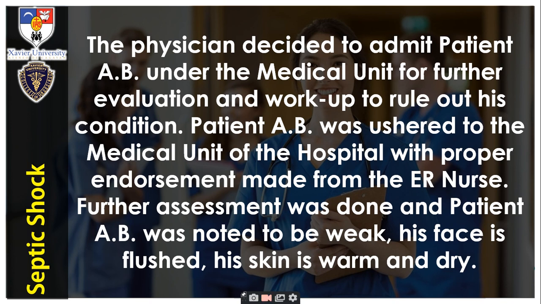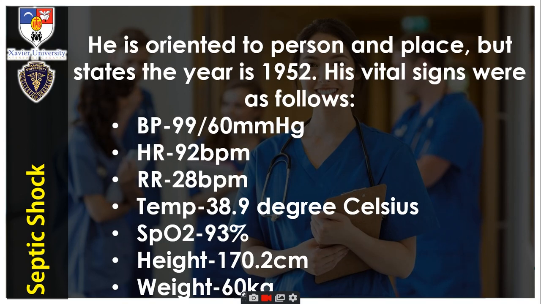Patient AB was ushered to the medical unit of the hospital with proper endorsement made from the ER nurse. Further assessment was done and patient AB was noted to be weak. His face is flushed, his skin is warm and dry. He is oriented to person and place but states the year is 1952. His vital signs were as follows: BP of 99/60 mmHg, heart rate of 92 beats per minute, respiratory rate of 28 breaths per minute, temperature of 38.9 degrees Celsius, SpO2 of 93%, height of 170.2 centimeters, and weight of 60 kilograms.